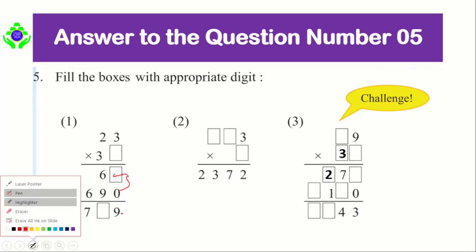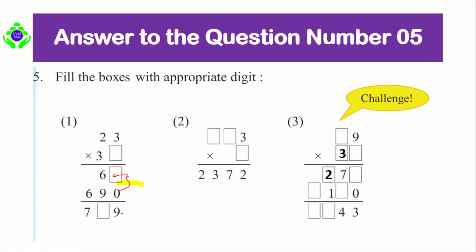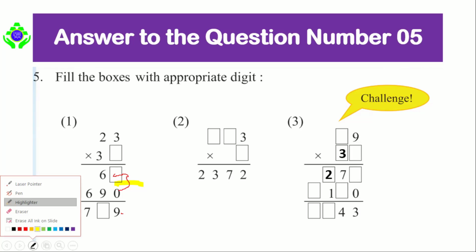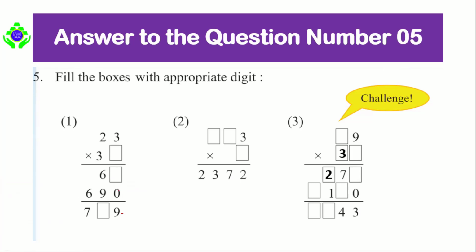So how can I fill this box? It's very easy. If I write a 9 in this box, it should be 9 plus 0 is equal to 9. So if I want to find this 9, how can I get this? If I write a 3 in this box, it should be 3 into 3 is equal to 9. Then 3 into 2 is equal to 6. That's it. So our first line is done.